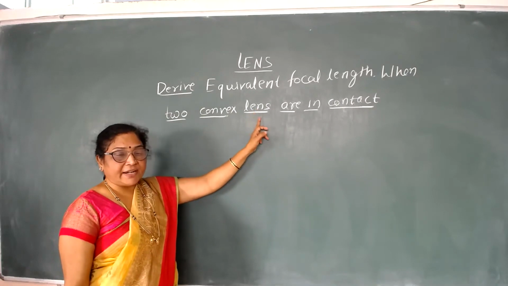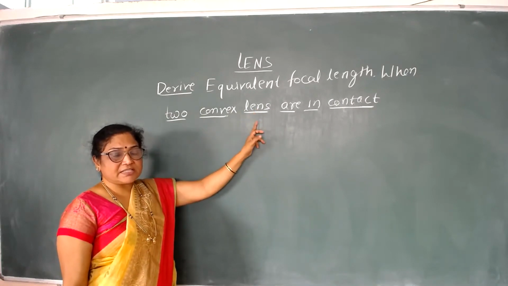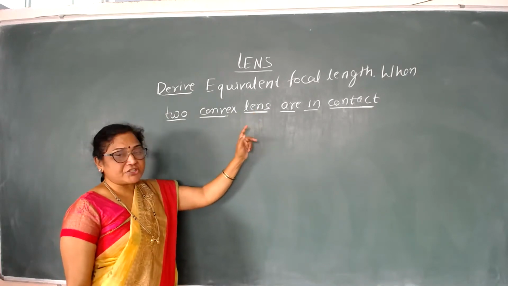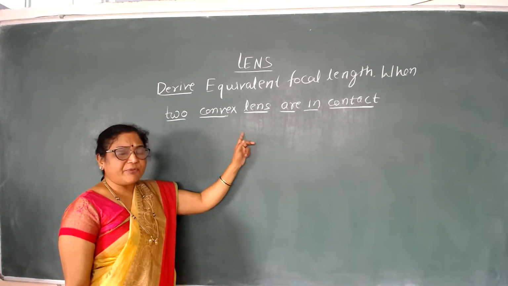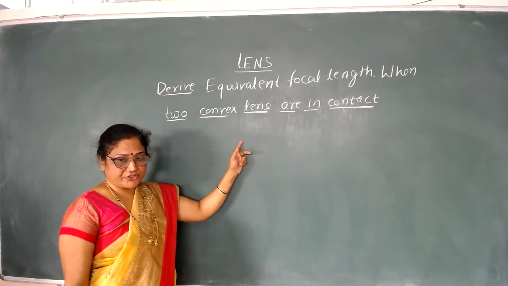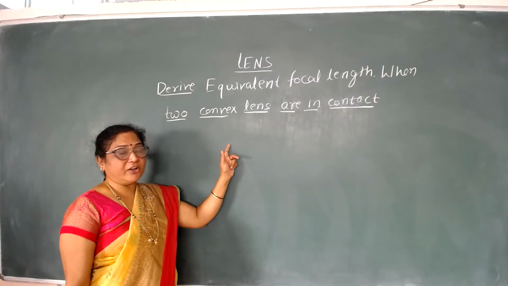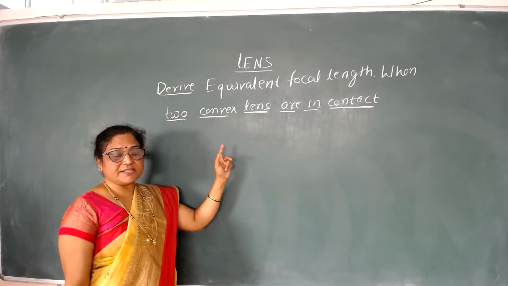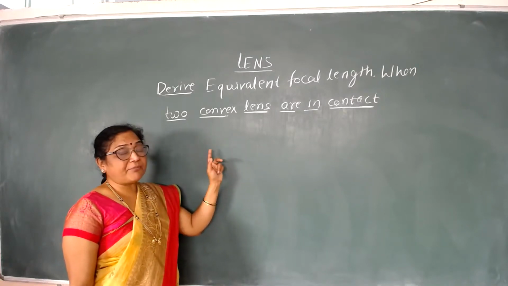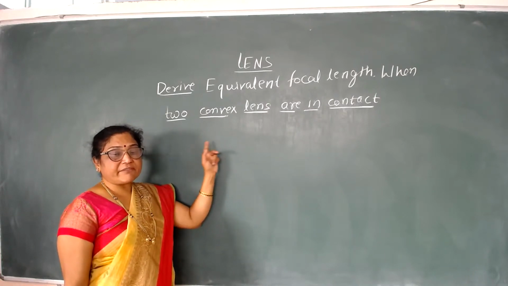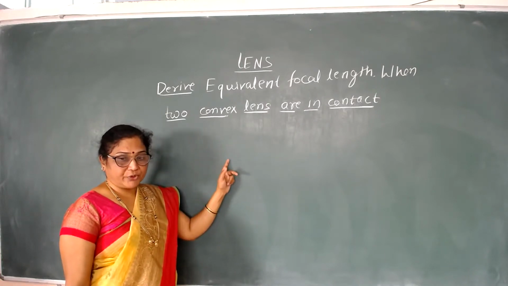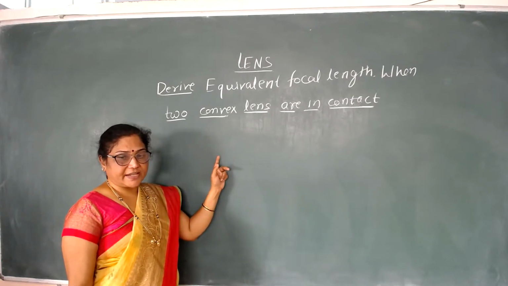When there is only one lens, the focal length depends upon the object distance and image distance. The focal length of each material is a constant, and that focal length can be found out by using the image distance and object distance. The related formula is 1 by f is equal to 1 by v minus 1 by u. We apply the Cartesian sign convention.